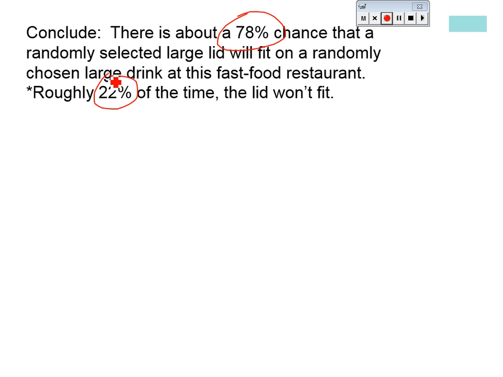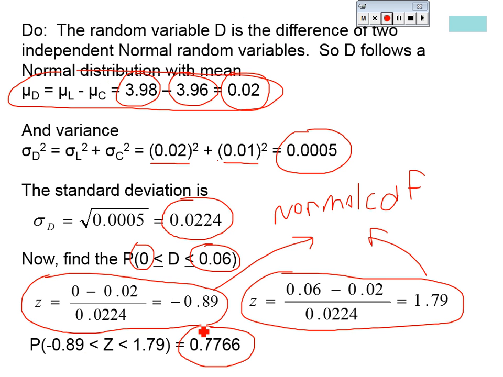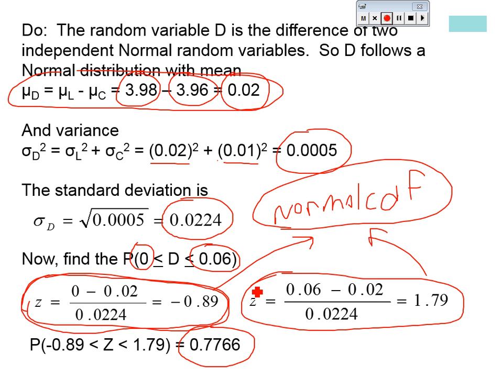Just a quick thing here, just remember that in order to do the normal CDF in your calculator, one of the things that you have to compute first are the Z-scores for whatever the X values are that you're trying to find the probability with.